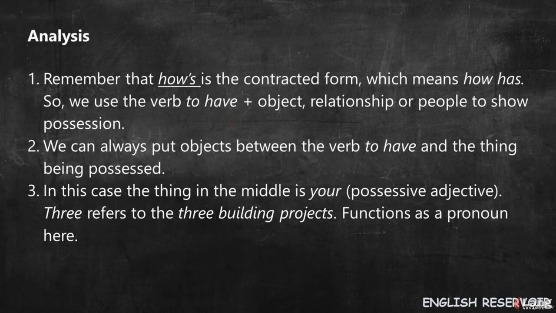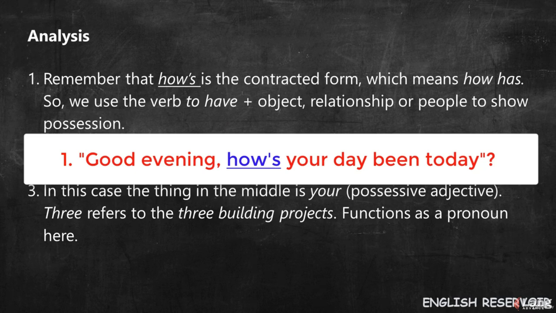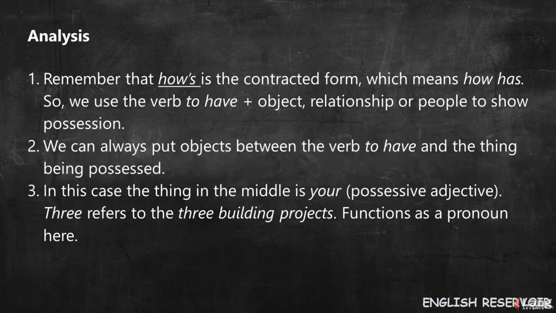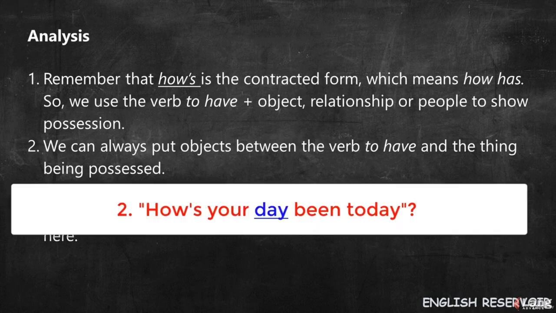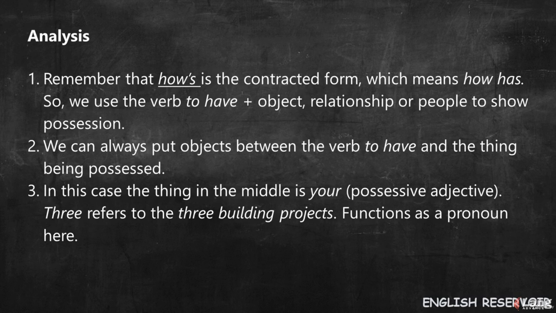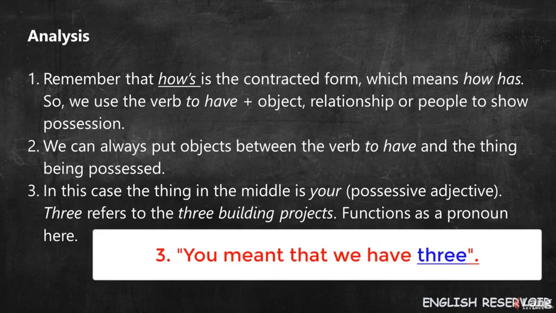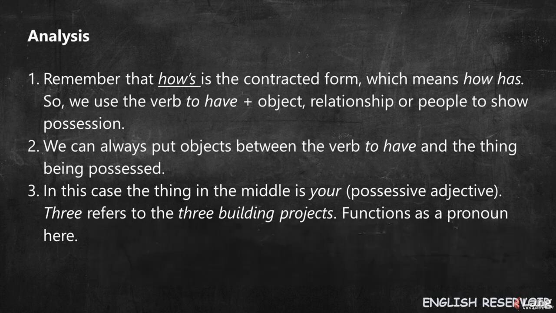Analysis. 1. Remember that has is the contracted form, which means how has. So, we use the verb to have plus object, relationship, or person to show a possession. We can always put objects between the verb to have and the thing being possessed. 3. In this case, the thing in the middle is your. It's a possessive adjective. 3 refers to the 3 building projects. 3 functions as a pronoun here.